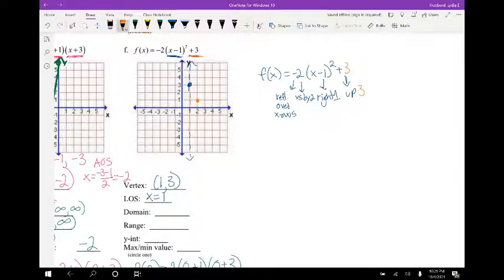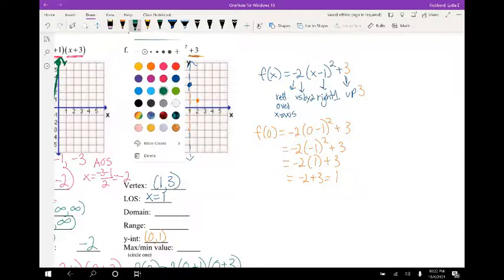And I would also reflect that over the x-axis. If you don't believe me, you can plug in 2. Just to check my y-intercept, I am going to still plug in 0. So I'd say -2 times 0 minus 1 squared plus 3, which is -2 times -1 squared. Remember, because of PEMDAS, we're going to do that exponent first. So -1 squared would become a +1. And -2 plus 3 is 1. So I just confirmed that my y-intercept is 0, 1. And therefore also the point 2, 1 exists.